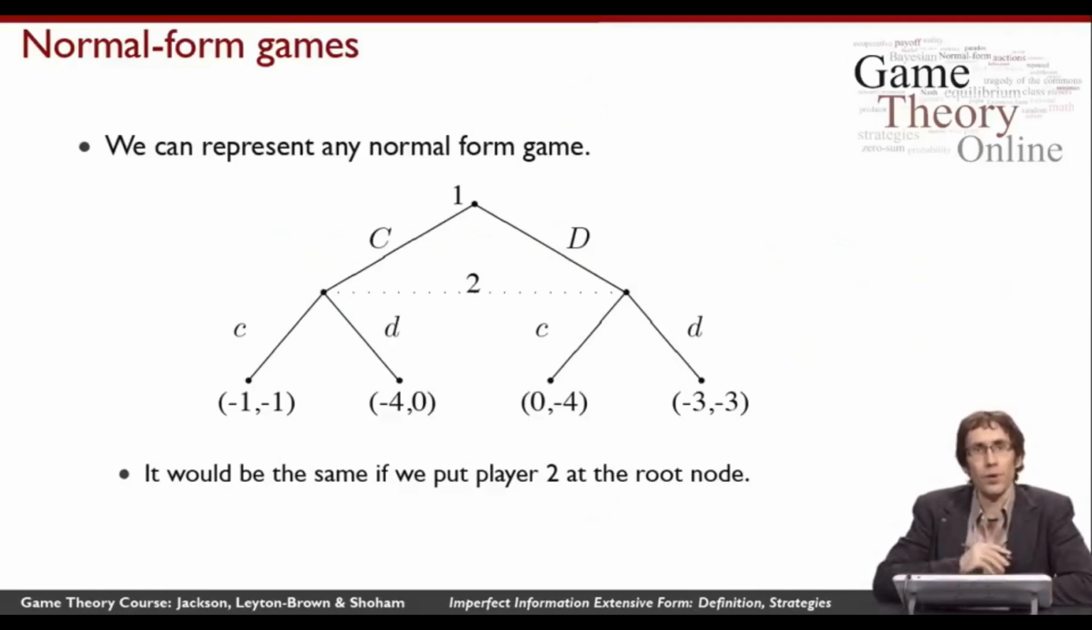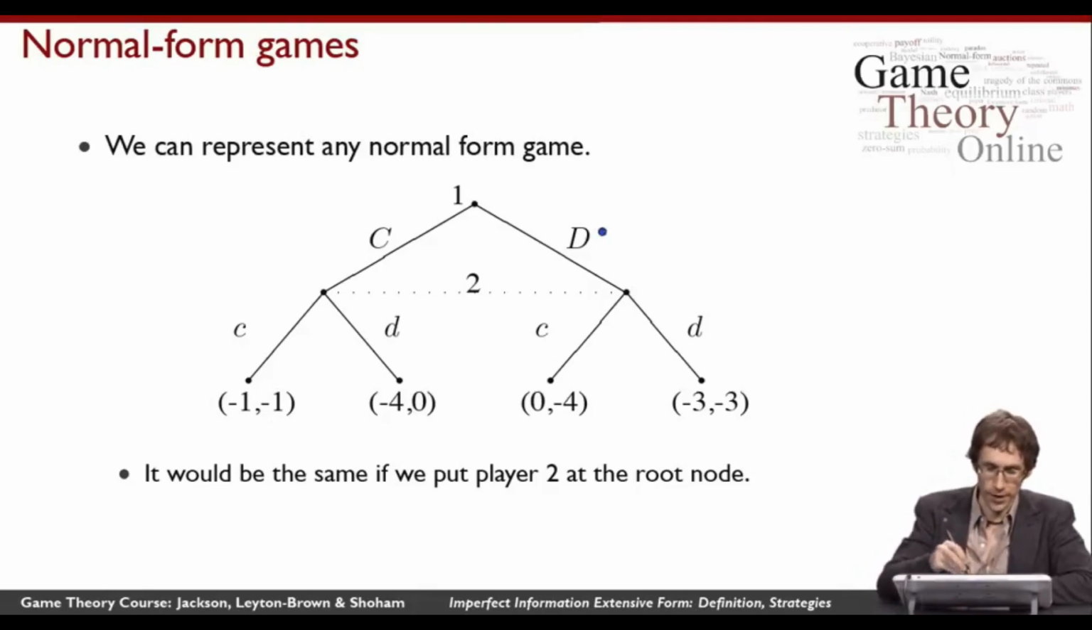So in the imperfect information normal form, we have a more powerful representation than we did in the perfect information case. And one way we can see that is that we can represent any normal form game in this representation, which you may recall we couldn't do with perfect information games. So here I'm showing you how to represent the TCP backoff game, or in other words, the prisoner's dilemma game, in imperfect information extensive form.